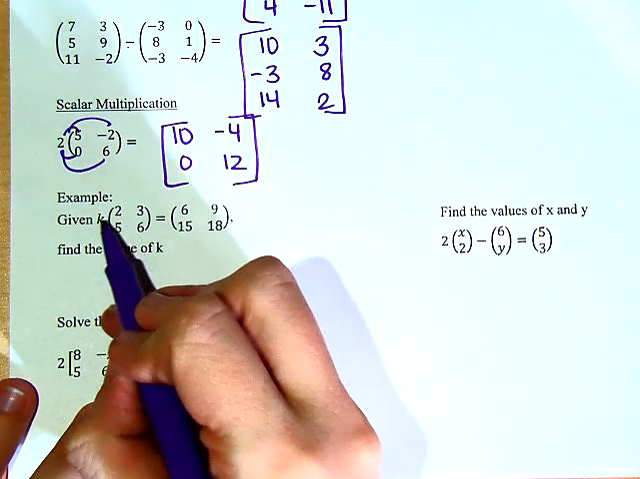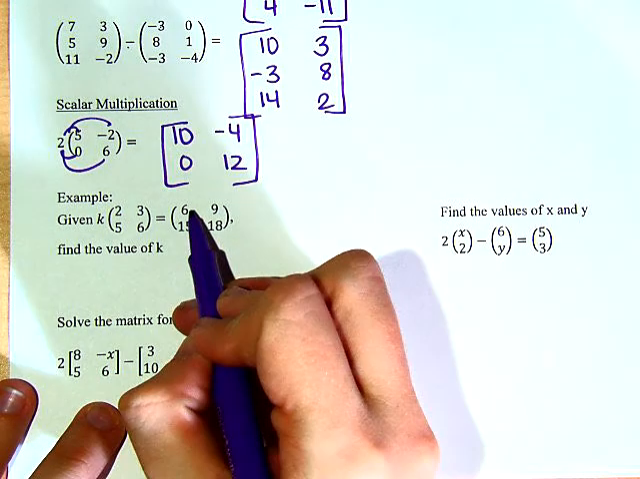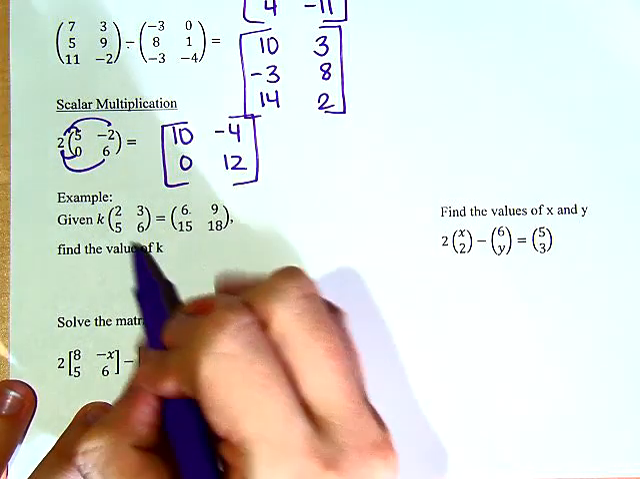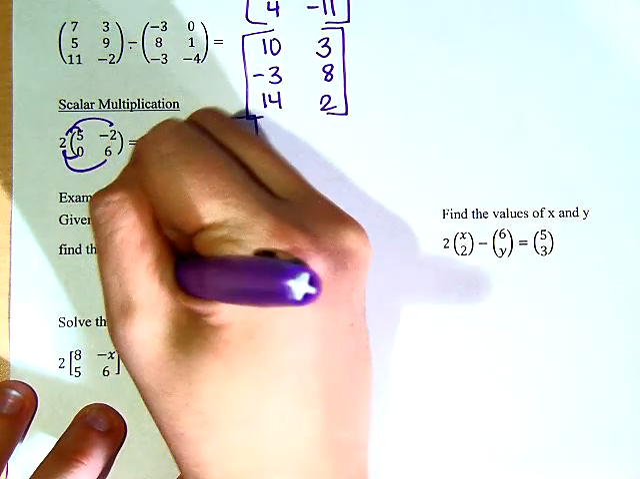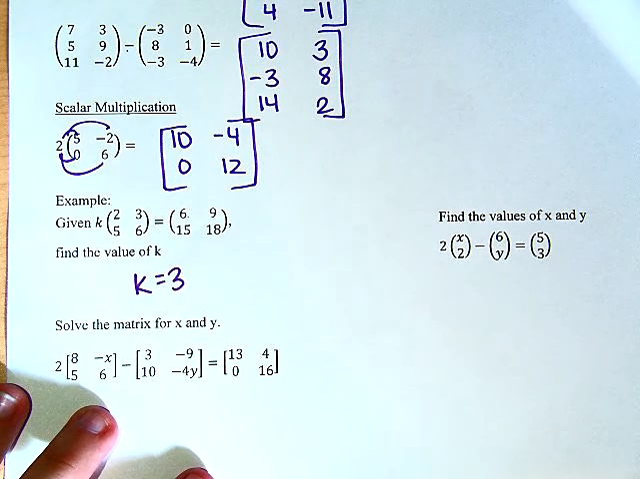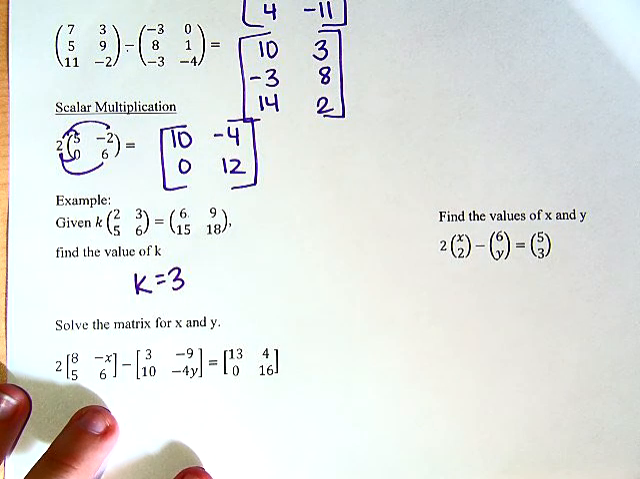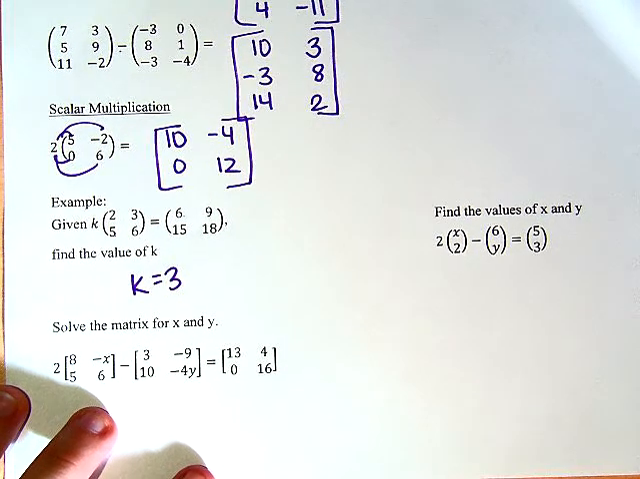So in this one, what does k have to be so that 2 becomes 6, and 3 becomes 9, and 5 becomes 15? Well, that would be 3. Because 3 times 2 gives me 6. 3 times 3 gives me 9.